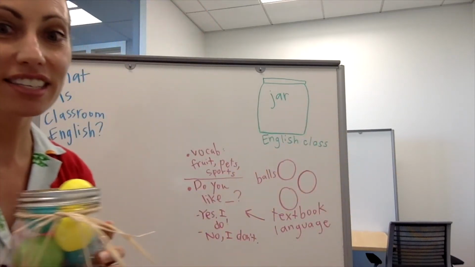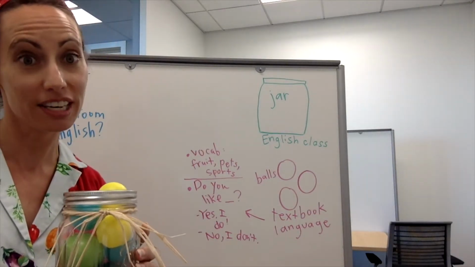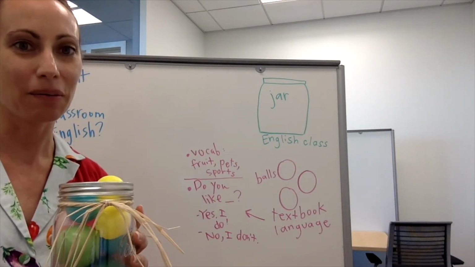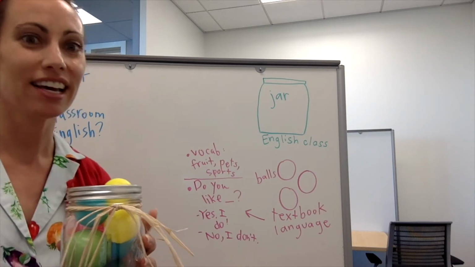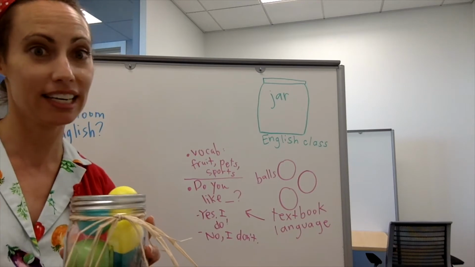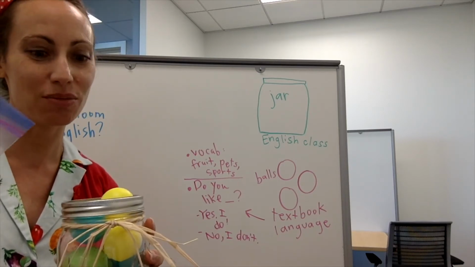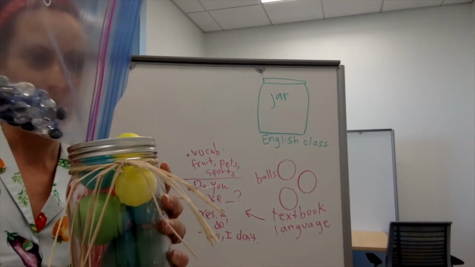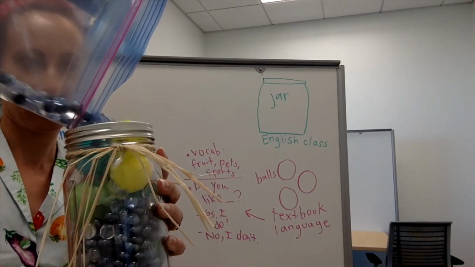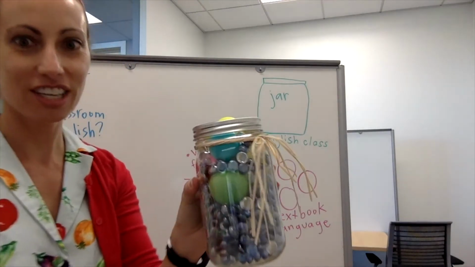It's all the things that you say aside from just the textbook language. Things like social language, like directions, like greeting, like telling them what supplies they need, those kind of things. So let's see, how much space do you have for classroom English? Wow. So look at that.